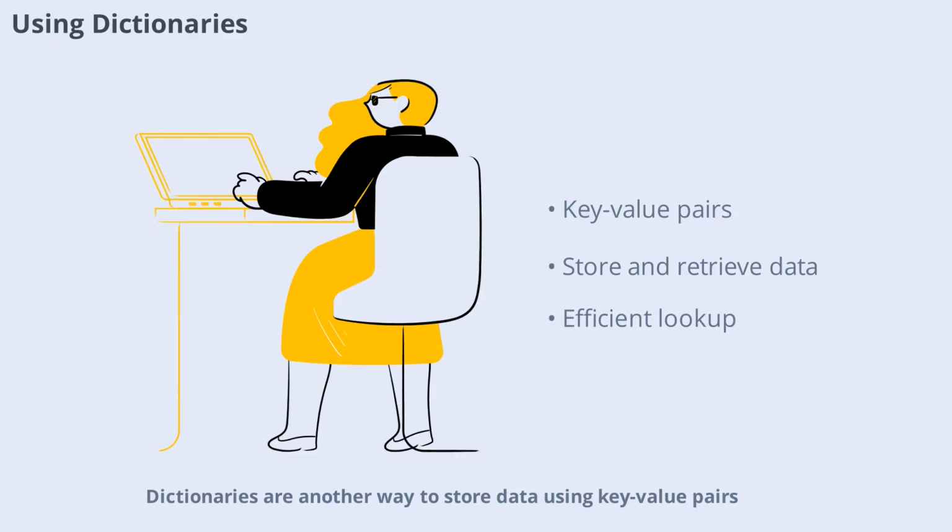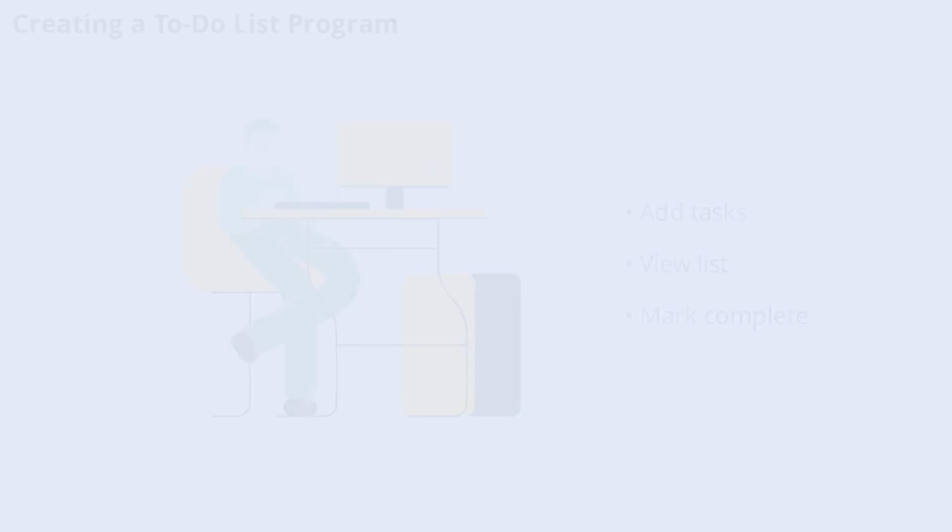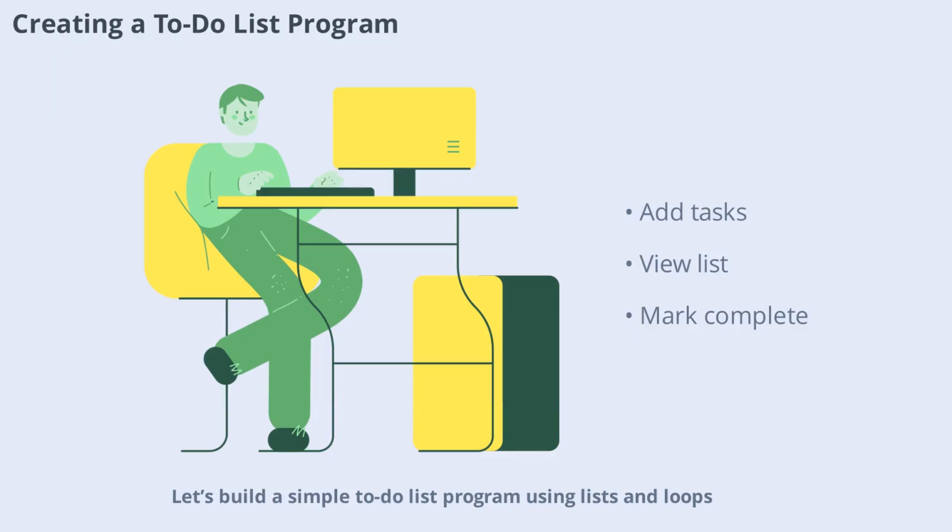Dictionaries are another way to store data, using key-value pairs. They're great for situations where you need to look up information quickly, like storing a person's name and phone number. In this scene, we'll introduce dictionaries and show you how to use them in your programs to organize and retrieve data efficiently.